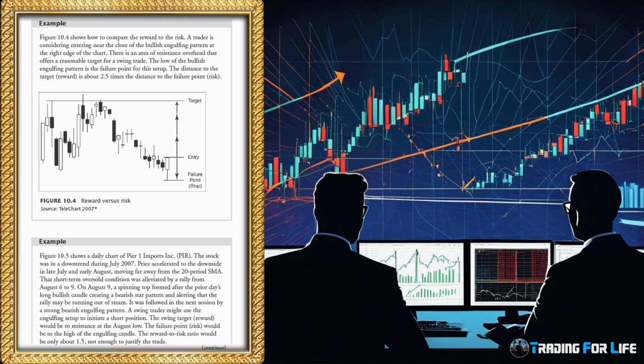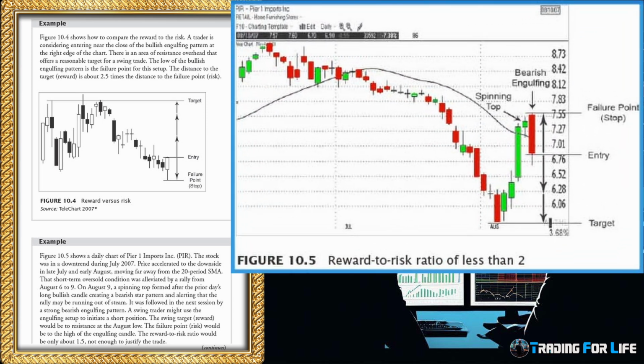Example. Figure 10.5 shows a daily chart of Pier 1 Imports Inc., PIR. The stock was in a downtrend during July 2007. Price accelerated to the downside in late July and early August, moving far away from the 20-period SMA. That short-term oversold condition was alleviated by a rally from August 6th to 9th. On August 9th, a spinning top formed after the prior day's long bullish candle, creating a bearish star pattern and alerting that the rally may be running out of steam. It was followed in the next session by a strong bearish engulfing pattern.